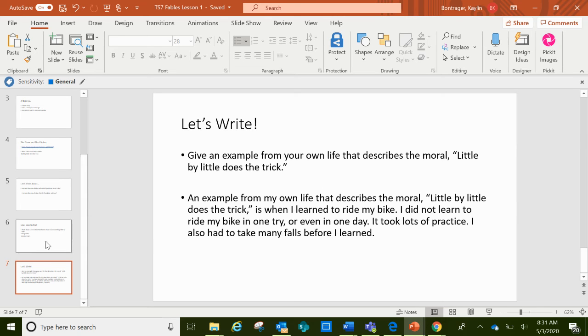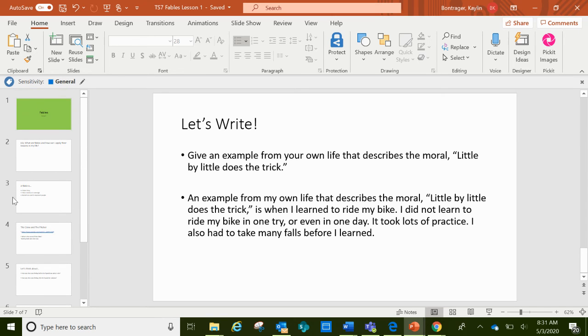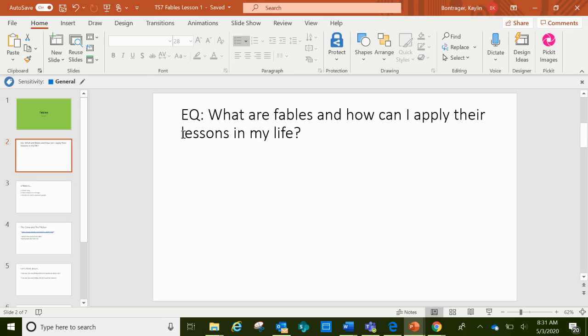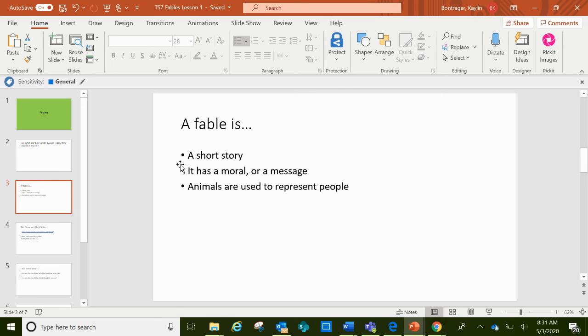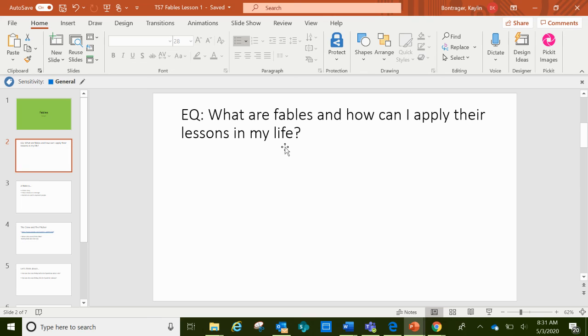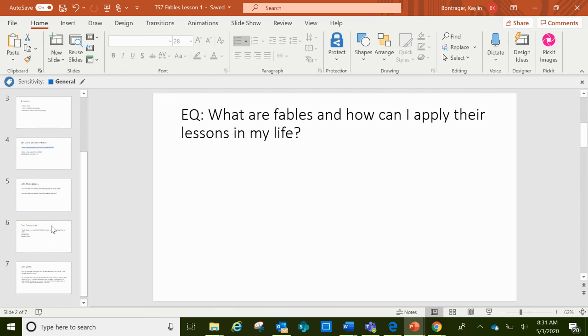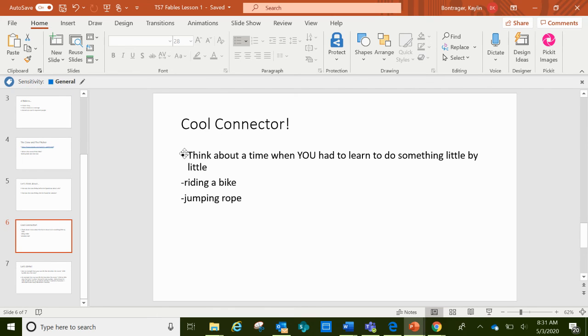That's what you'll be doing in the assignment that goes with today's lesson. Now, before I end the lesson, I want to go back to this essential question. What are fables and how can I apply their lessons in my life? We said that a fable is a short story, it has a moral or a message, and animals are used to represent people. And then you can apply their lessons in your own life by practicing, like Cool Connector, thinking about how that moral relates to something that you've encountered or experienced in your own life.